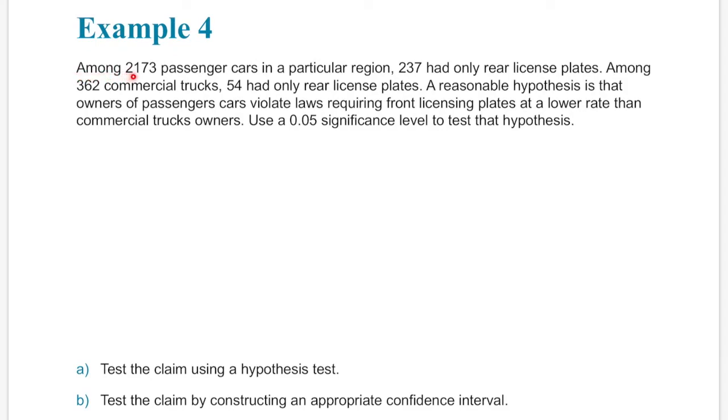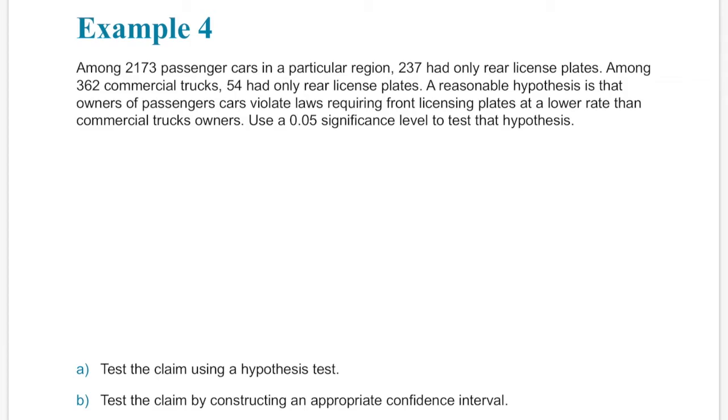Example 4. Among 2,173 passenger cars in a particular region, 237 had only rear license plates. Among 362 commercial trucks, 54 had only rear license plates. A reasonable hypothesis is that owners of passenger cars violate laws requiring front license plates at a lower rate than commercial truck owners. Use a 0.05 significance level to test that hypothesis.